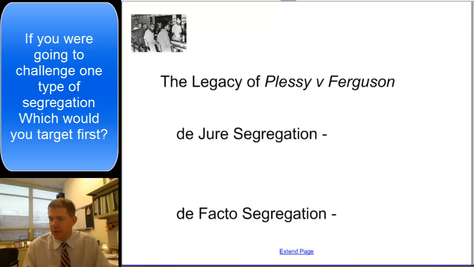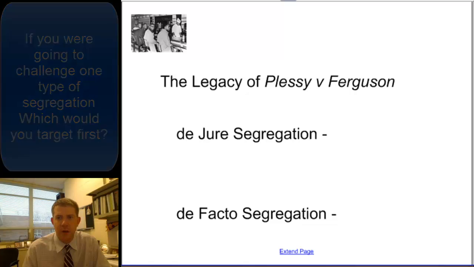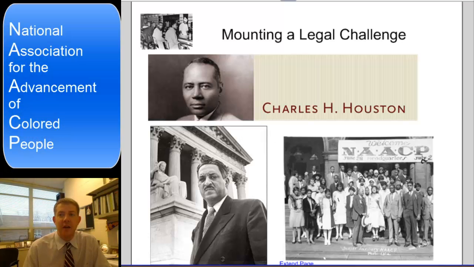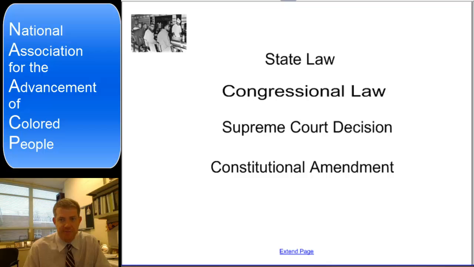What I would ask you, if we were talking about this in class, to think about right now is, if you were a leader of the civil rights movement, which of these would you try to target to do away with? Would you try to do away with de jure segregation, or de facto segregation? What we know is that in the 1940s and 50s, an organization called the NAACP, the National Association for the Advancement of Colored People, decided to take on a strategy which was going to speak directly to this reality.